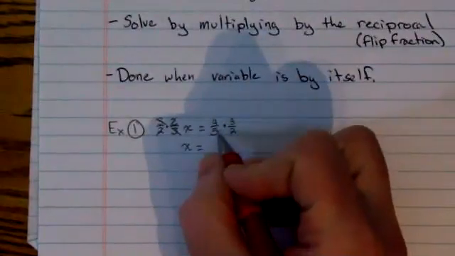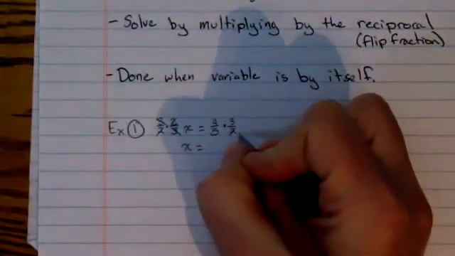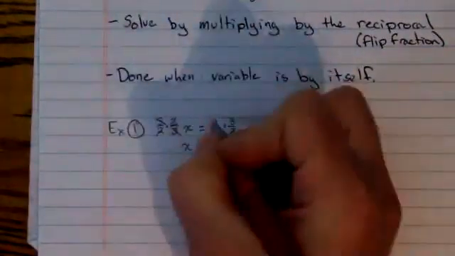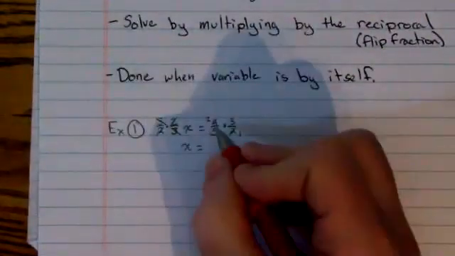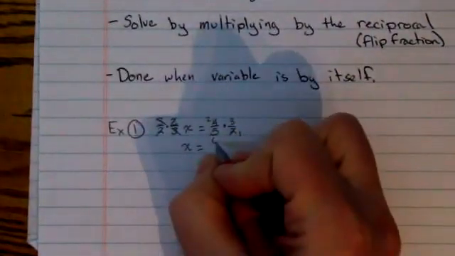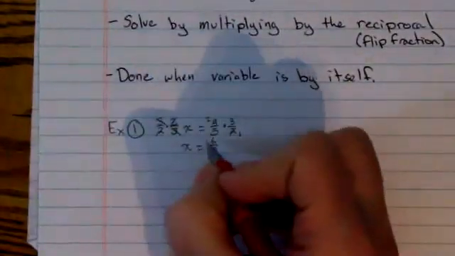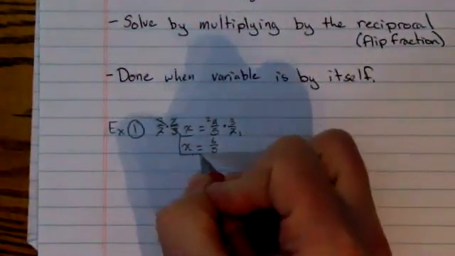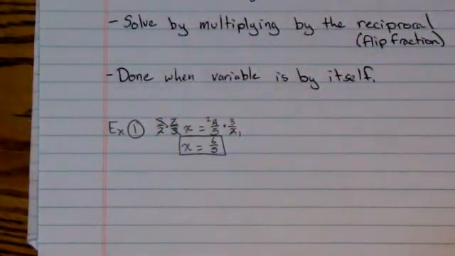And we can multiply straight across, or if we recognize here, we can cross cancel. 2 goes into 2 one time, 4 goes into 2 two times. So now we have 2 times 3, which is 6, and 5 times 1, which is 5. So then the value of x is 6/5.